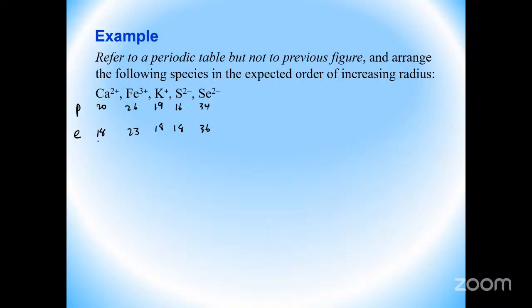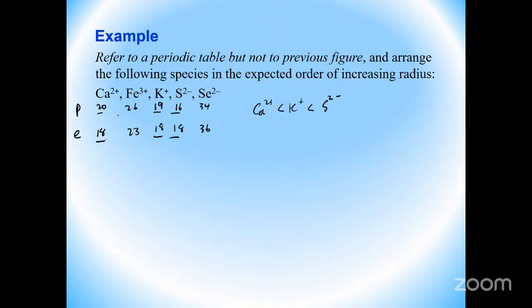And immediately, I identify these 3 as being isoelectronic. They have the same number of electrons, right? So based on that, I can look at the number of protons to establish the order. And the one that would be smallest would be the calcium 2 plus, because it has the highest nuclear charge among those three, followed by potassium plus, followed by sulfide. All right. So the question now becomes, where do I put the other two, the selenide and the iron 3 plus?